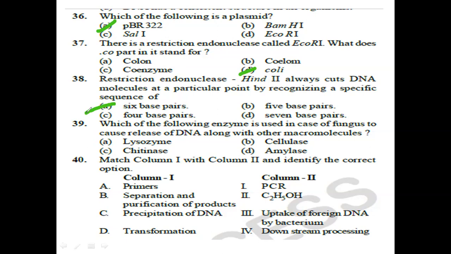Which of the following enzymes is used in case of fungus to cause release of DNA along with macromolecules? Fungi, if they have to release the DNA, have to use the chitinase enzyme. It goes and breaks the cell wall. Therefore, it is going to release the DNA. It's chitinase.